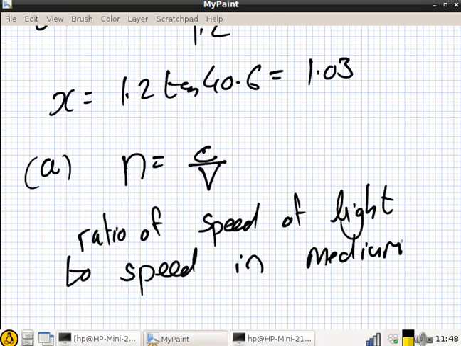How many marks do you think you get for that sentence? 1. Yes? Yes, come on in.